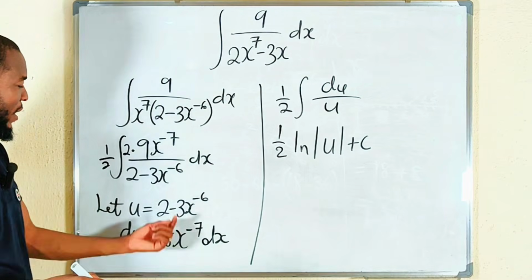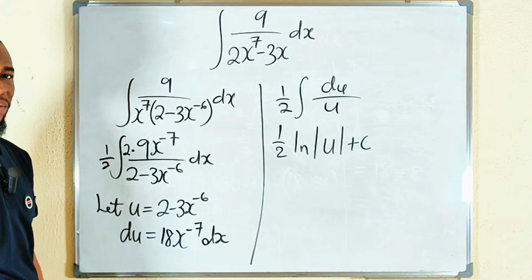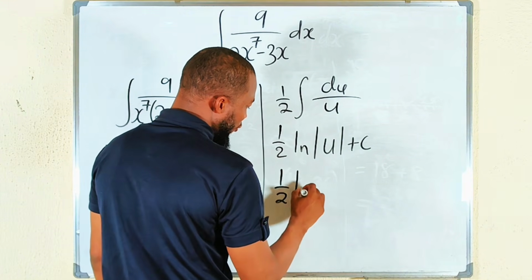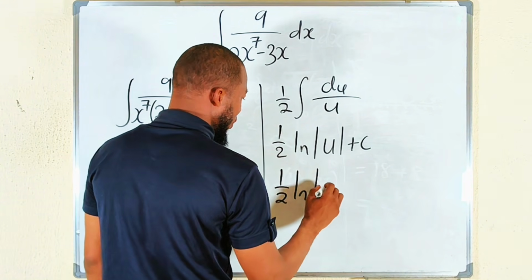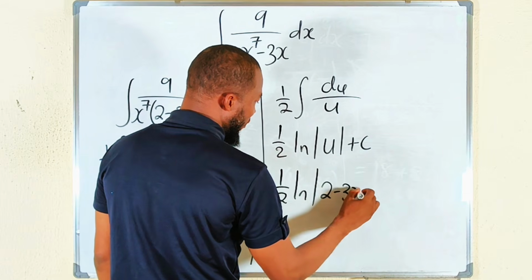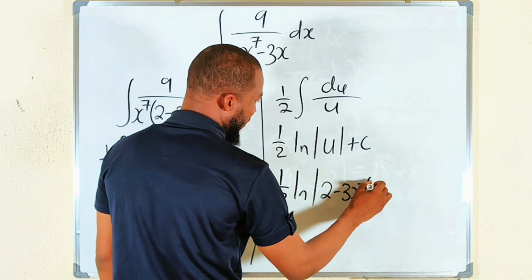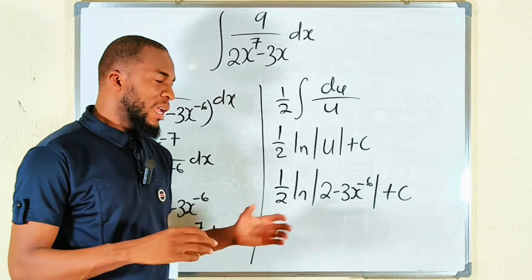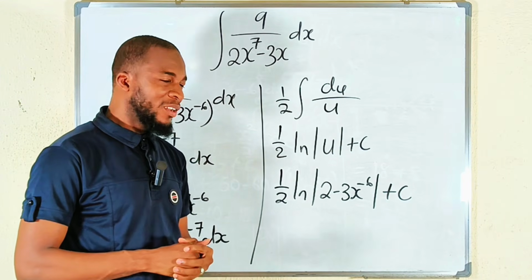But what is u? u is 2 minus 3x to the negative 6. Finally, 1 over 2, natural log of the absolute value of 2 minus 3x to the negative 6, plus the constant of integration. And hence, this is the solution to this problem.